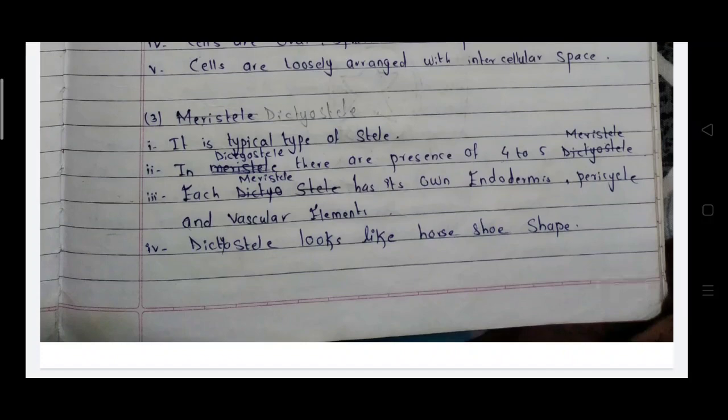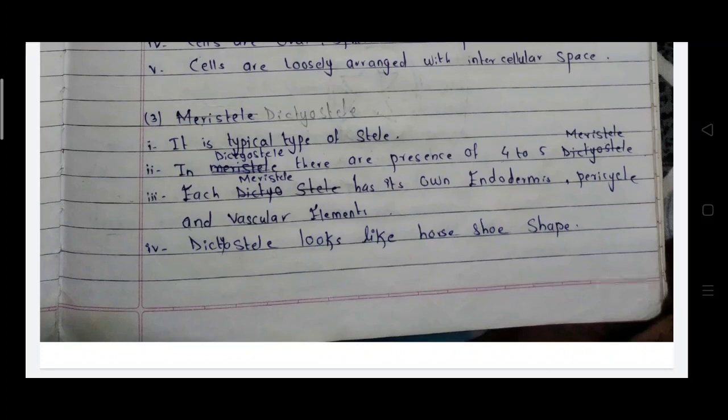The dictyostele is a typical type of stele. In these dictyosteles, there is a presence of 4 to 5 meristeles. Each meristele has its own endodermis, pericycle and vascular elements.